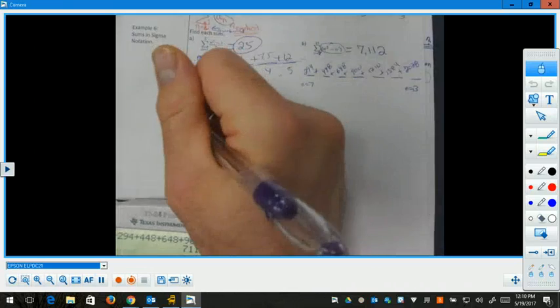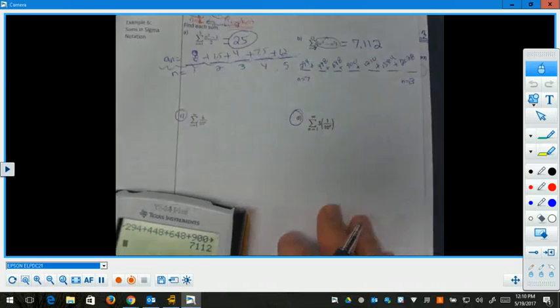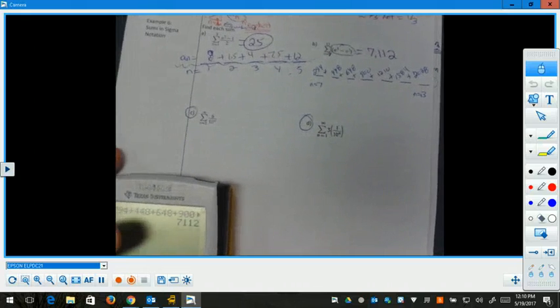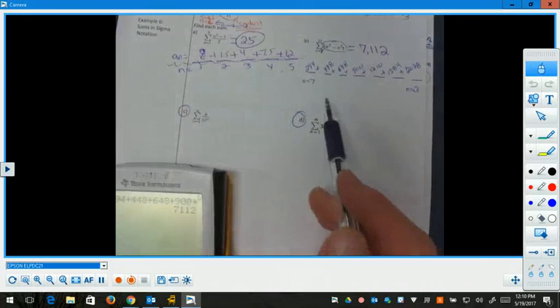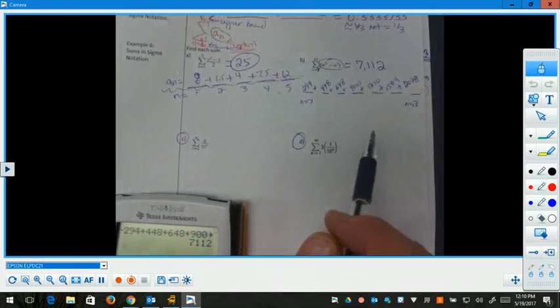Take a moment to try letters C and D, and we will go over those in class tomorrow and go over a little bit more if there's any confusion about sigma notation and how it works.